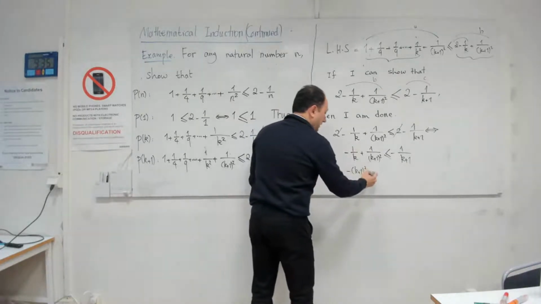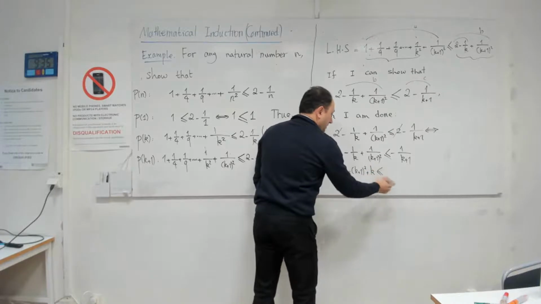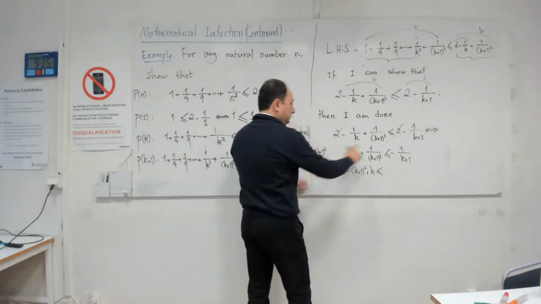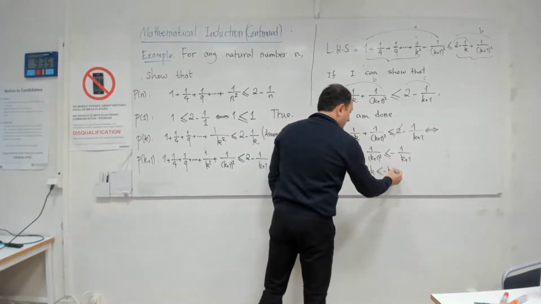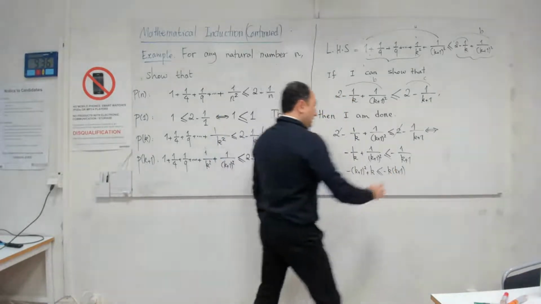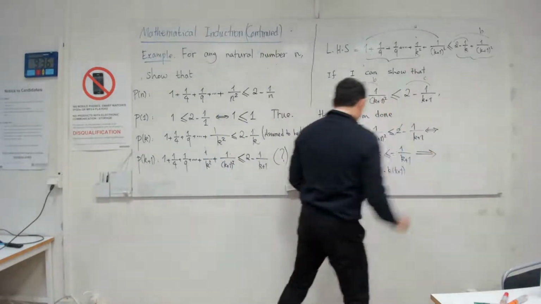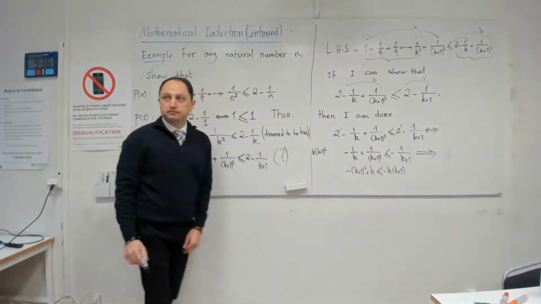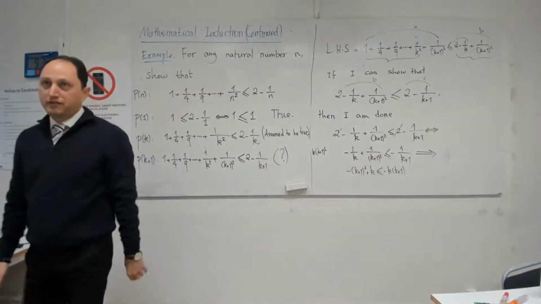K multiplied by that is k. And then this becomes smaller than or equal. If I multiply that with that, it becomes minus k times k plus 1. First of all, is it possible to multiply by this? Yes or no? You need to check every step.